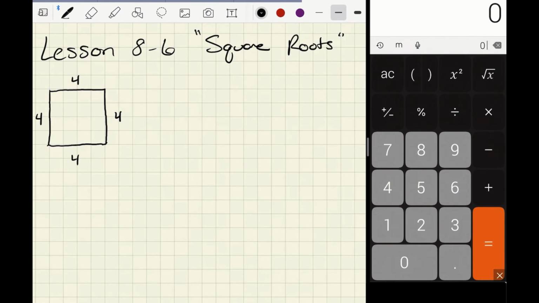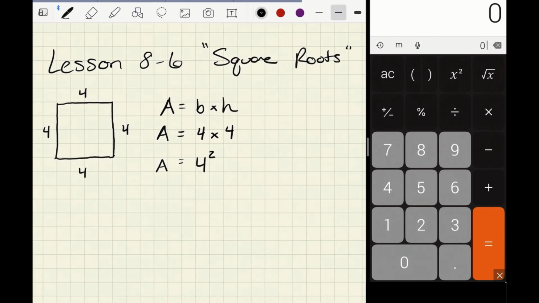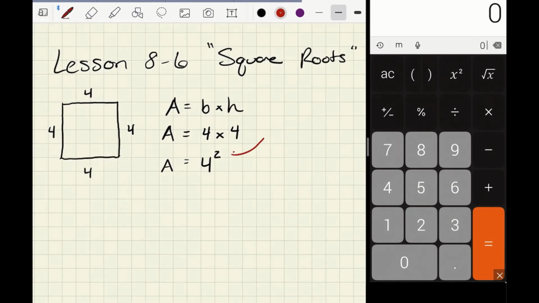Now, what we want to do first in understanding this idea of square roots is work with this idea that the area of any square is going to be the base of the square times the height of the square. In this case, the area of this square is going to be 4 times 4. But instead of solving this, which we know to be 16 units squared, we are actually going to go in a slightly different direction. We're going to say this is the same thing as 4 squared. Now, if you recall, that little icon there means that we are squaring something.